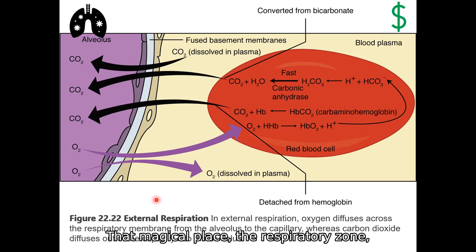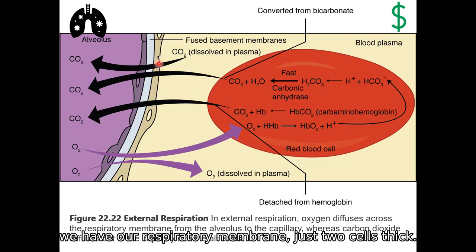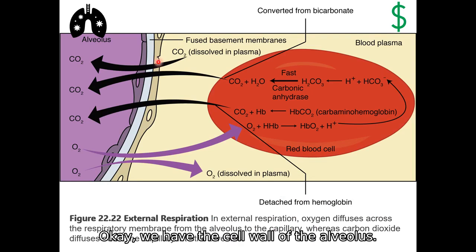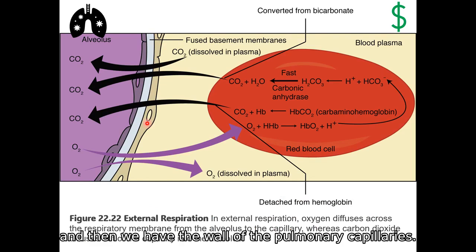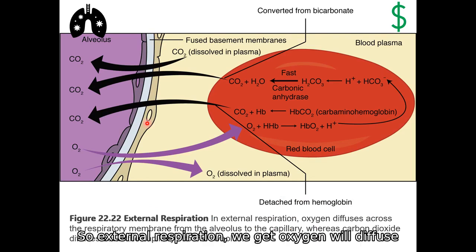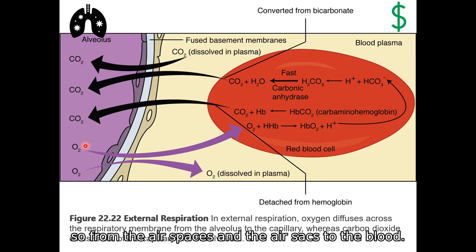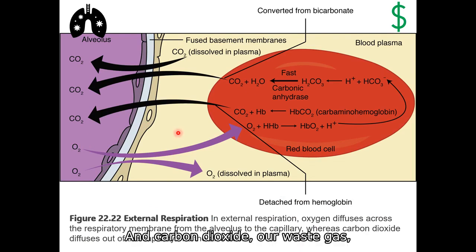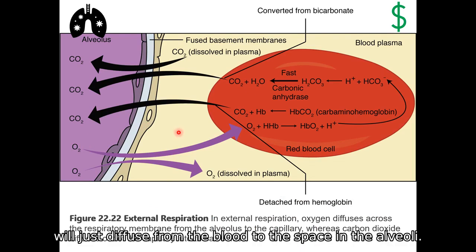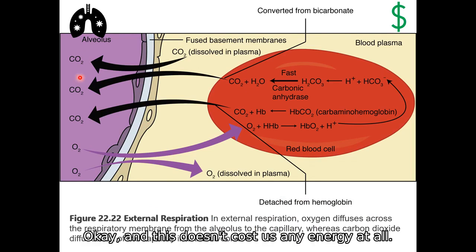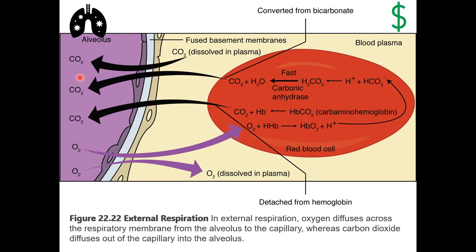That magical place, the respiratory zone, we have our respiratory membrane just 2 cells thick. Okay, we have the cell wall of the alveolus, we have a shared basement membrane, and then we have the wall of the pulmonary capillaries. So external respiration, oxygen will diffuse from greater pressure to lesser pressure, so from the air spaces in the air sacs to the blood, and carbon dioxide, our waste gas, will just diffuse from the blood to the space in the alveoli. Okay, and this doesn't cost us any energy at all. So that's what external respiration is.